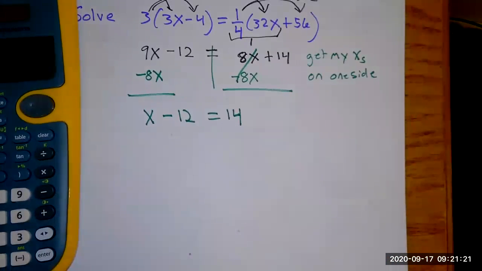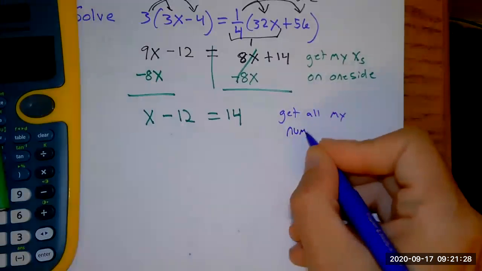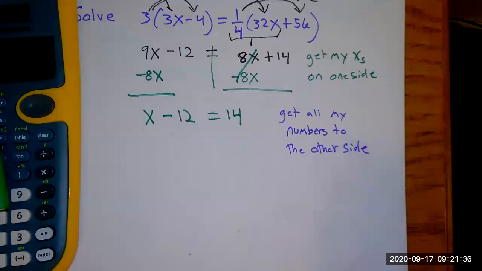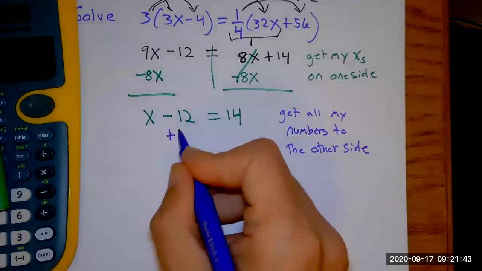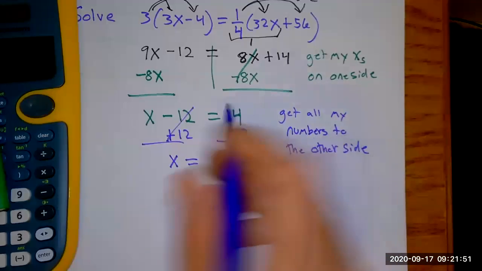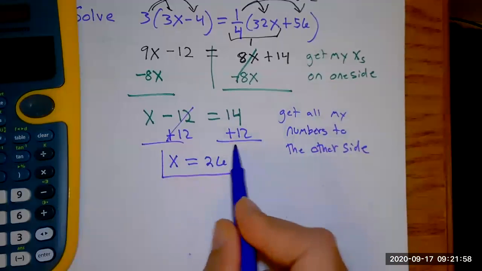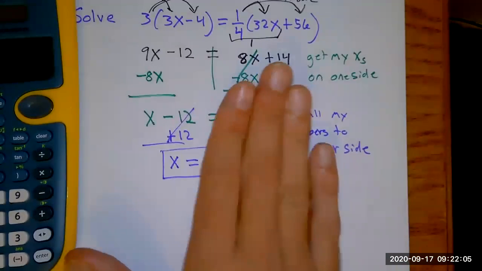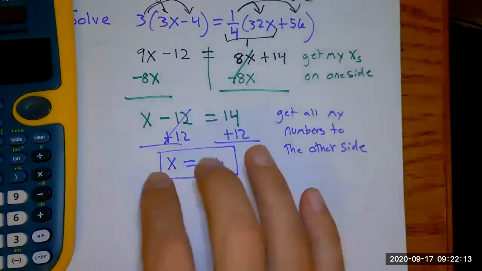Okay. And then my next step, I'm going to get all my numbers to the other side, okay? And to do that, I want x by myself, so I'm gonna focus on this left side. So it says minus 12, so the opposite of that is plus 12. Okay, and I get x equals, and then 14 plus 12 is 26. So I'm going to stop. That was a really big deal. This was a lot, right? We distributed. We had to move things on either side. Boom, and we get that.